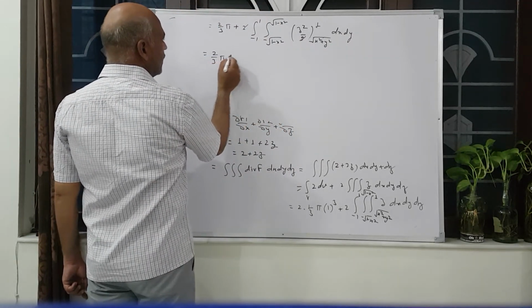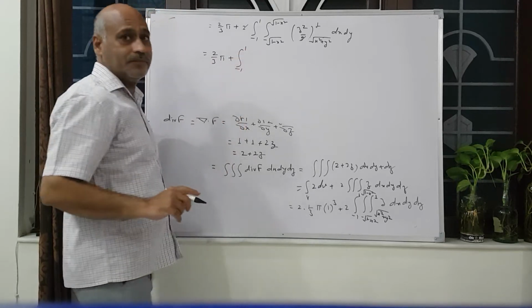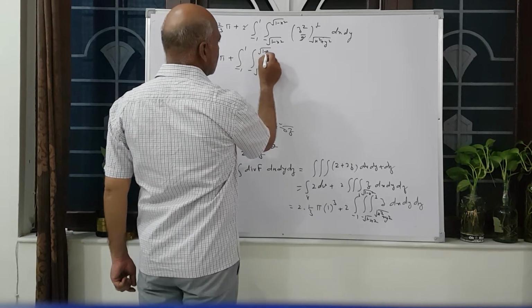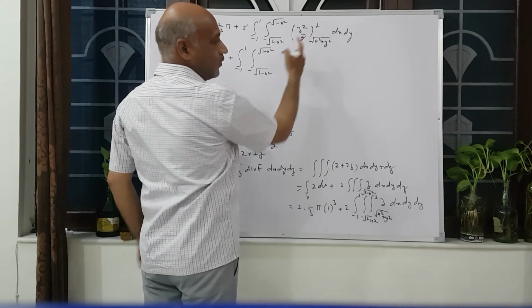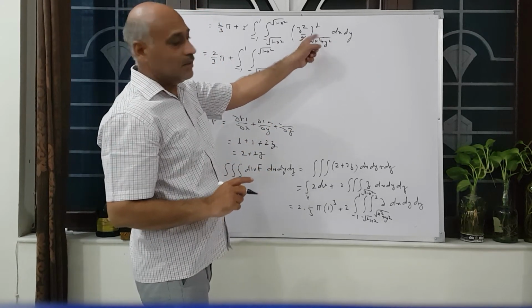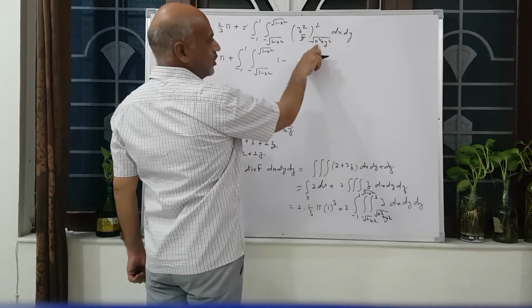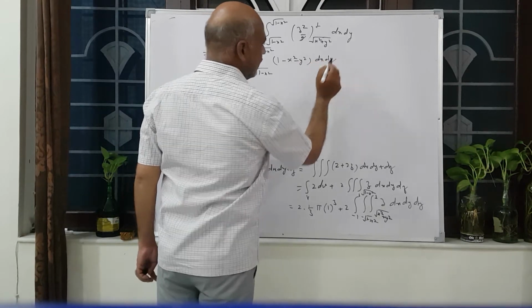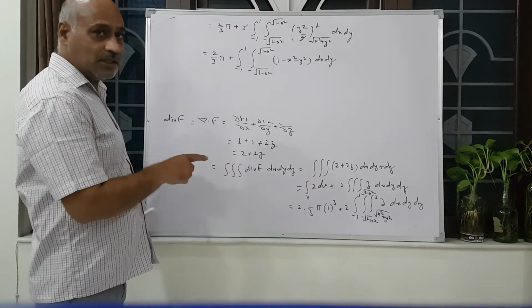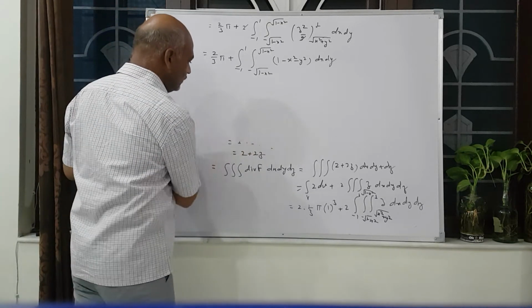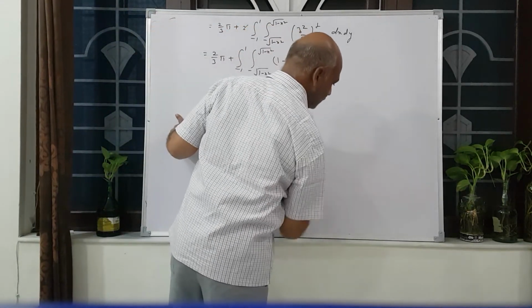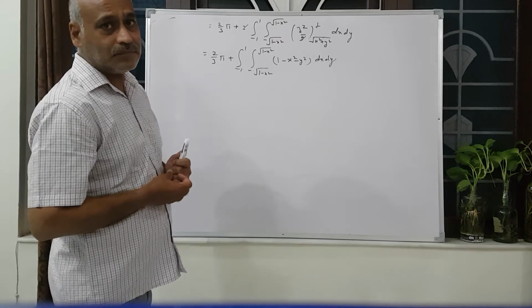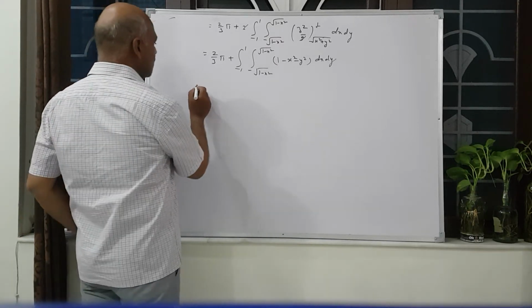Now 2 upon 3 pi plus the integral from minus 1 to 1, minus root 1 minus x square to root 1 minus x square. For z square, first use the upper limit 1 minus the square of this, which means x square minus y square, dx dy. Now we integrate this one with respect to y.